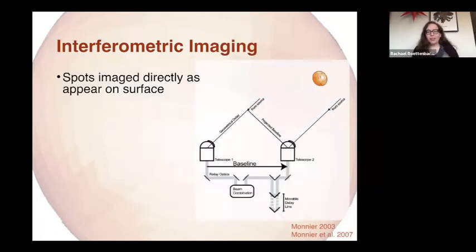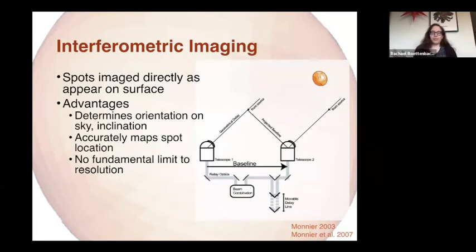So the great thing about interferometric imaging is that you can actually see the star as it is on the sky. There are no ambiguities of where the spots are located in latitude anymore. There's no lack of information of inclination or anything like that. How the star appears on the sky is exactly how you can image it, which is really fun.